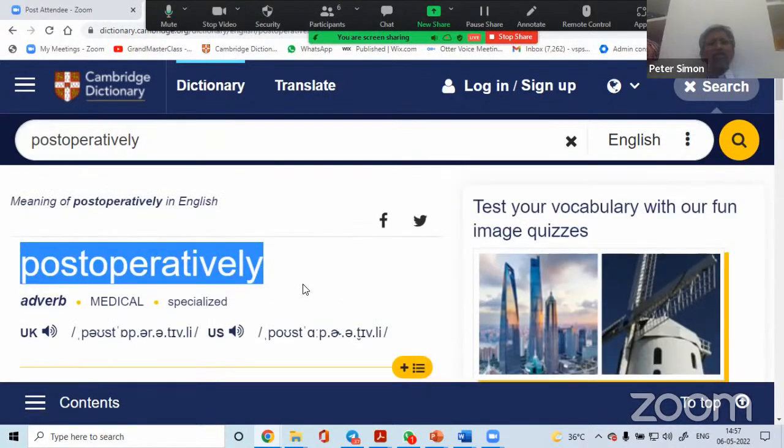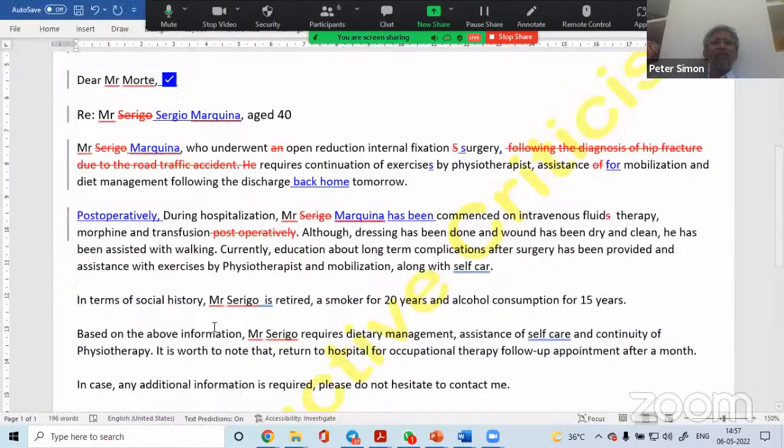Now, why do you want to write hospitalization? Why do you want to duplicate everywhere, double things? So remove during hospitalization; post-operatively is enough. Post-operatively, comma, Marquina has been commenced on intravenous fluid therapy, morphine, and transfusion. What transfusion? Transfusion of what? Can you tell me what the transfusion is? That is the point there.